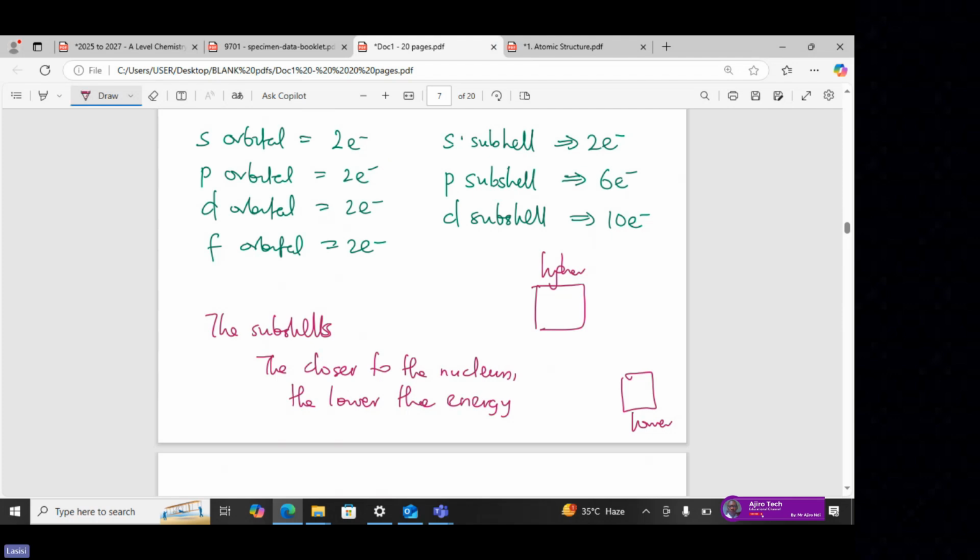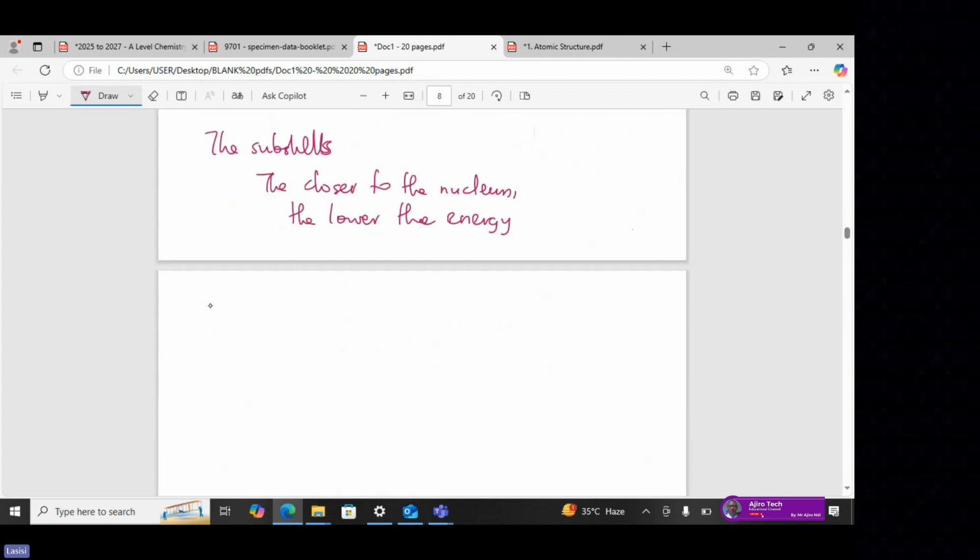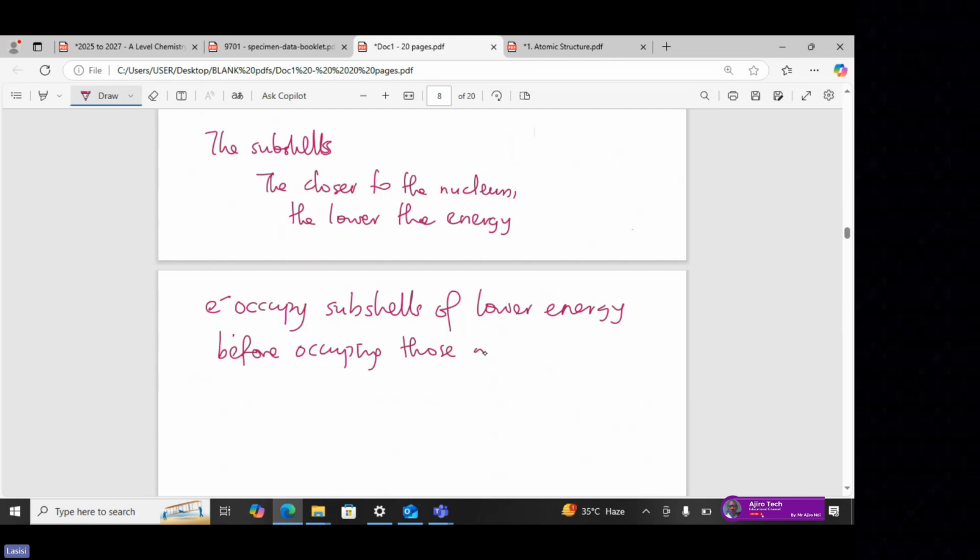Do you get it? My point is this: electrons occupy orbitals of lower energy before those of higher energy. Know that. Electrons occupy subshells of lower energy before occupying those with higher energy. That's rule one.